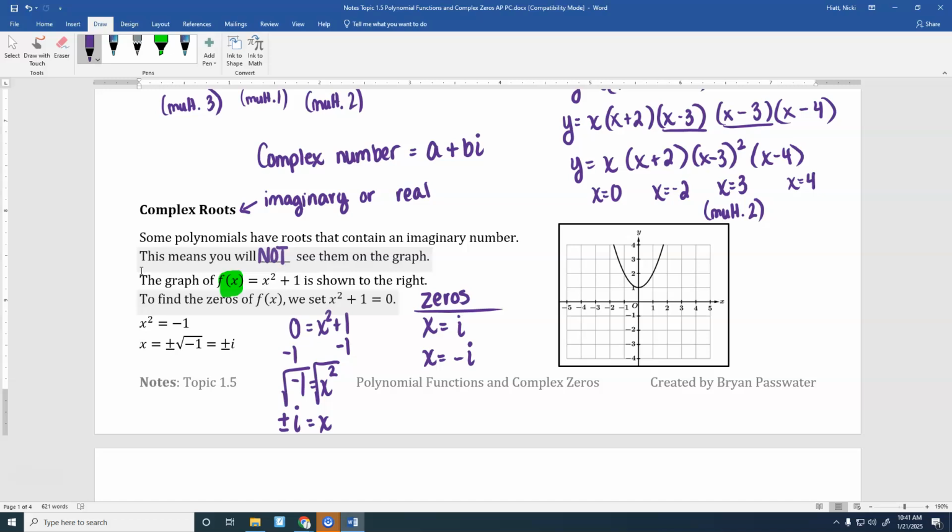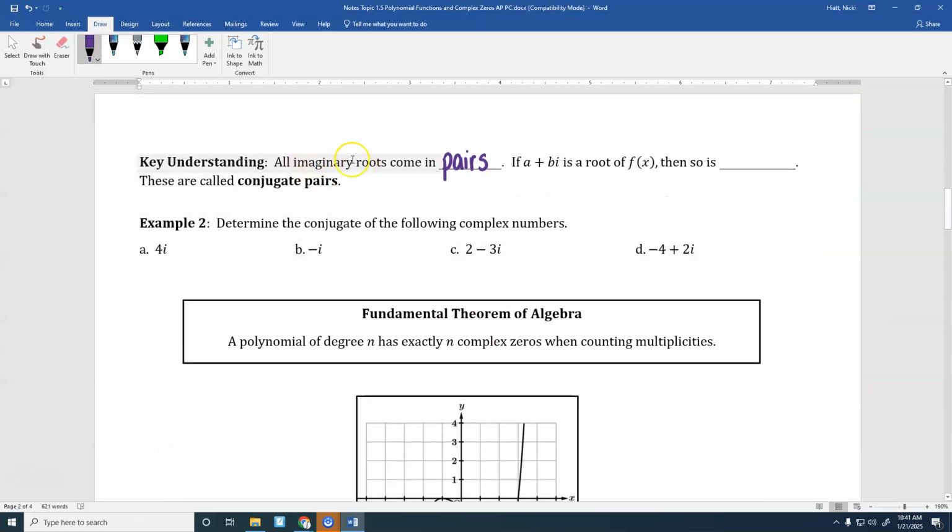That would be a real number. Or you could have 3 plus 4i. That would be an imaginary number because it includes the i. Those are both called complex. So complex means imaginary or real. It could be either one or both of them together. When we talk about imaginary, we're talking about the ones that do include i. So imaginary roots must come in pairs. If a plus bi is a root of f of x, then so is a minus bi.